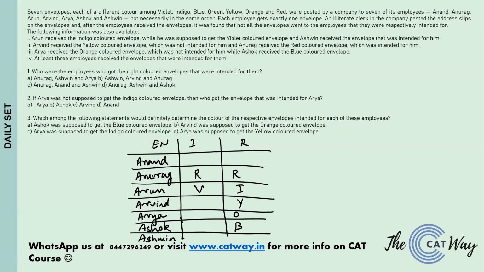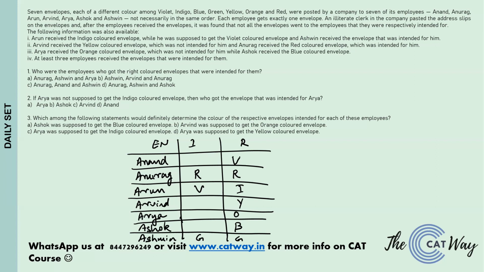Ashwin cannot get red, indigo, yellow, orange, or green. Also, he cannot get violet because violet is intended for Arun. So if violet is intended for Arun, there is one color left, green, that is going to be received by Ashwin, and the intended one will also be green. So that is done, and that means Anand will definitely receive violet color.